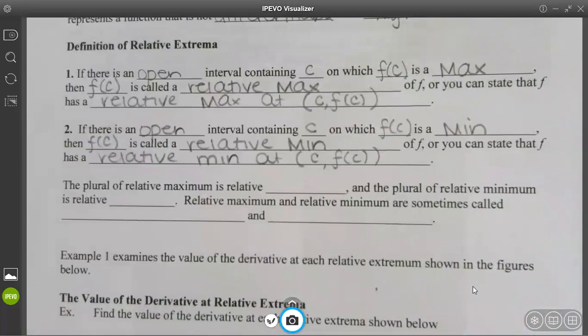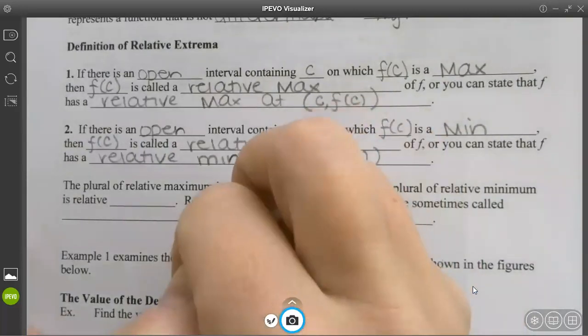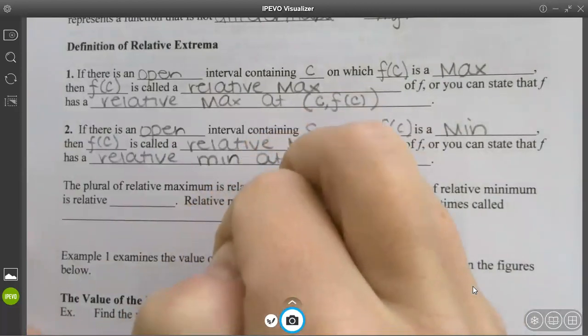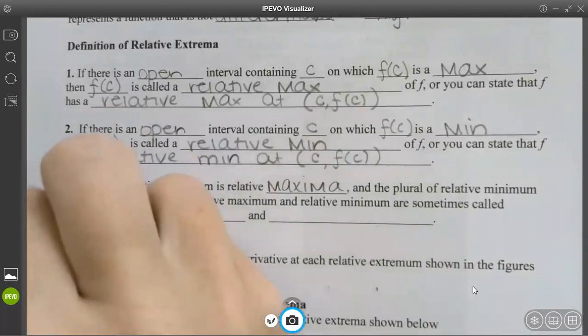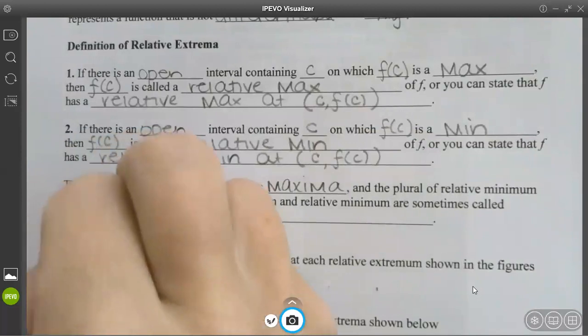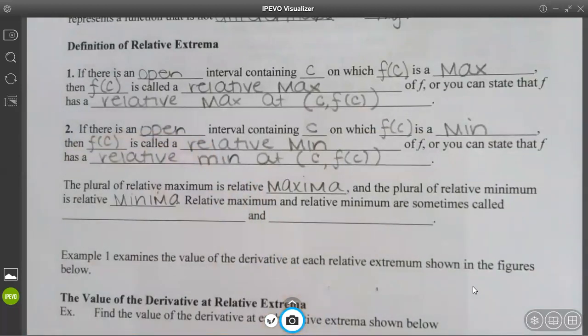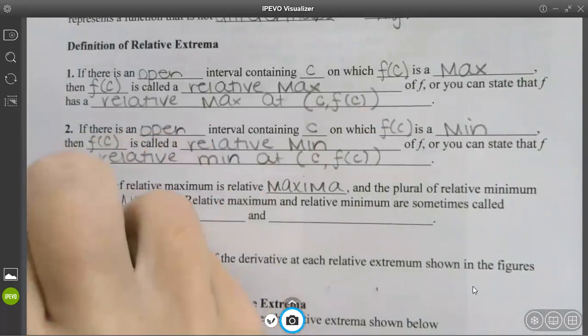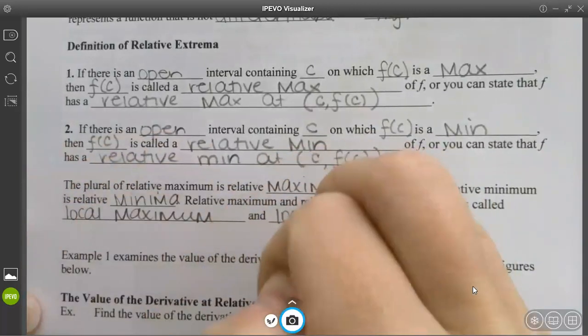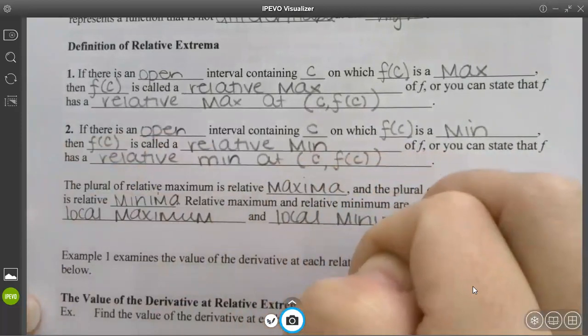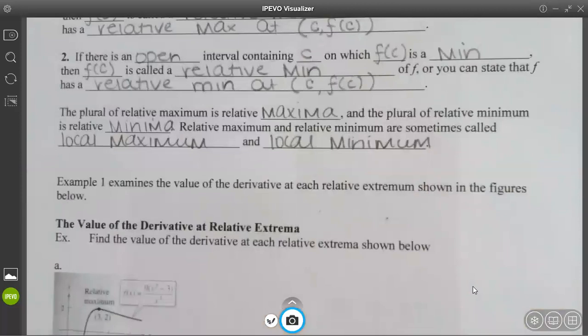The plural of relative maximum is relative maxima. And the plural for relative minimum is relative minima. Relative maximum and relative minimum are sometimes called local max and local min, or local maximum and local minimum. Example 1 examines the value of the derivative at each relative extremum shown in the figures below.